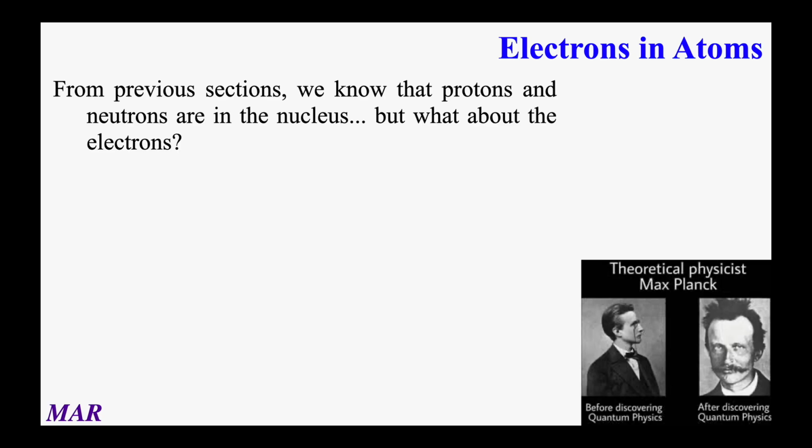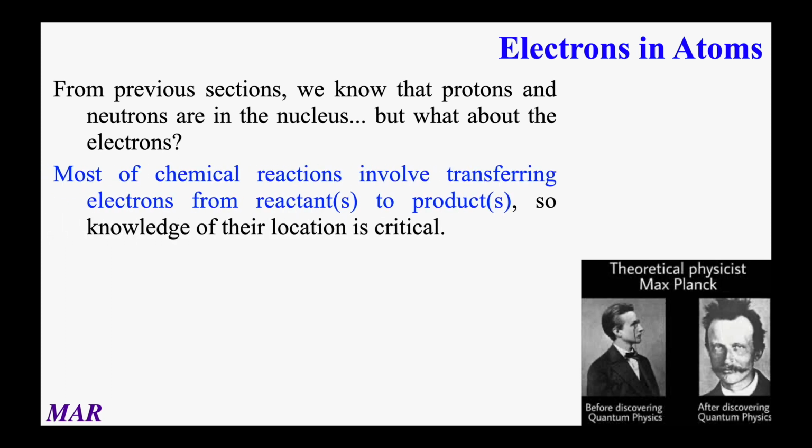We talked earlier about how protons and neutrons are in the nucleus, and electrons kind of circle around the outside, but we didn't really go into their nature as to what they're doing on the outside, and that's really important for this chapter and for chemistry in general. Most chemical reactions involve transferring of electrons from one species to another, so from reactants to products. But electron transfer is a big thing.